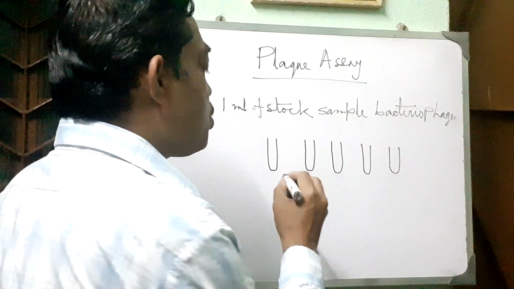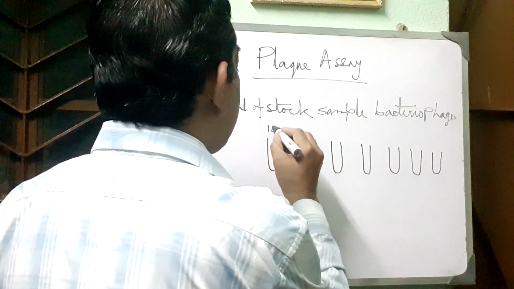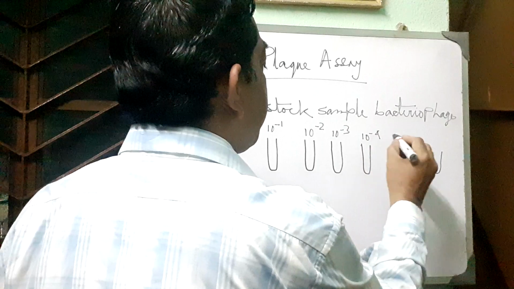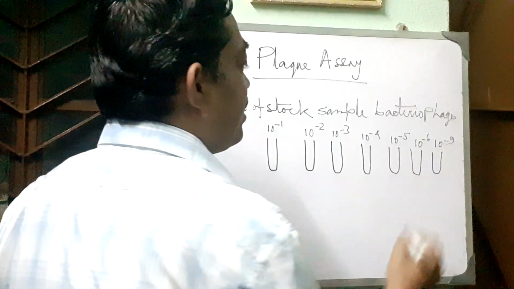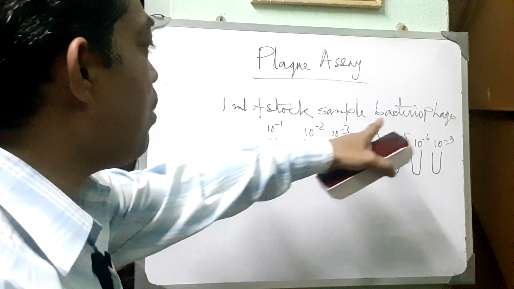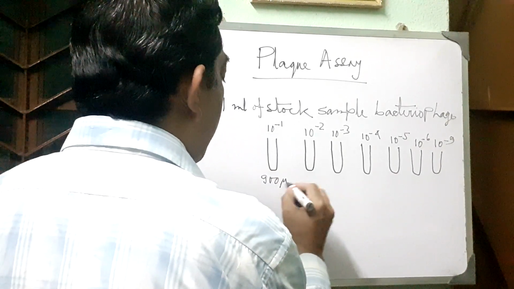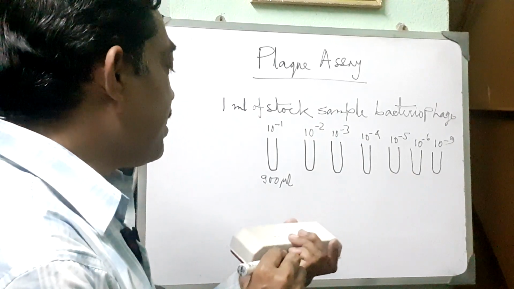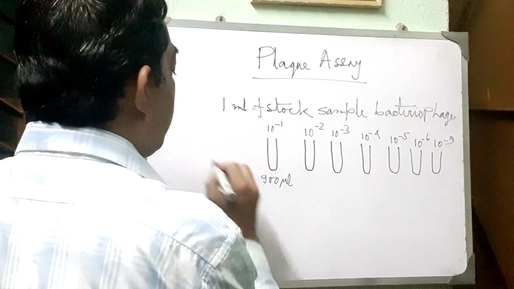Make serial dilution of the bacteriophage solution in test tubes, from 10 to the power minus 1, 10 to the power minus 2, 10 to the power minus 3, 10 to the power minus 4, 10 to the power minus 5, 10 to the power minus 6, and so on. In each test tube we take 900 microliter of tryptone broth. Now we add 100 microliter of the stock sample.